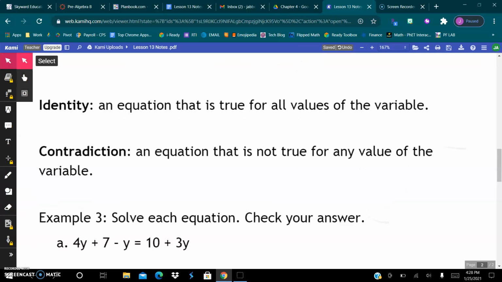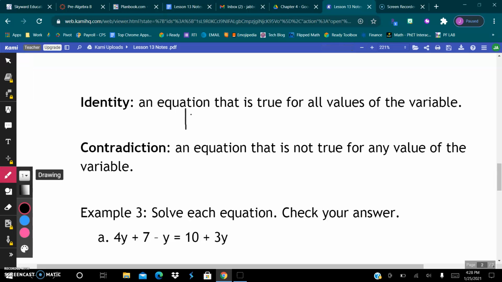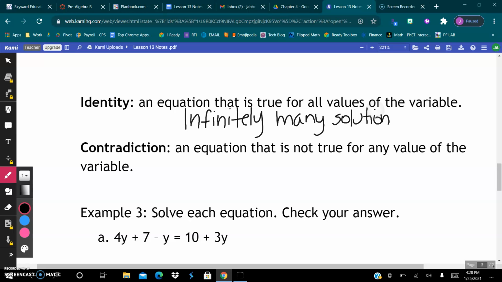Now we have a couple of vocab words. An identity is an equation that is true for all values of the variable. So that means no matter what number I pick, it will work in our equation. A contradiction is one that is not true for any value of the variable. So in other words, that's a no solution. So identity is infinitely many solutions because I can plug in every single number that we can possibly think of, and it will work. And then the contradiction is no solution. There is no number that we can plug in to make that work.